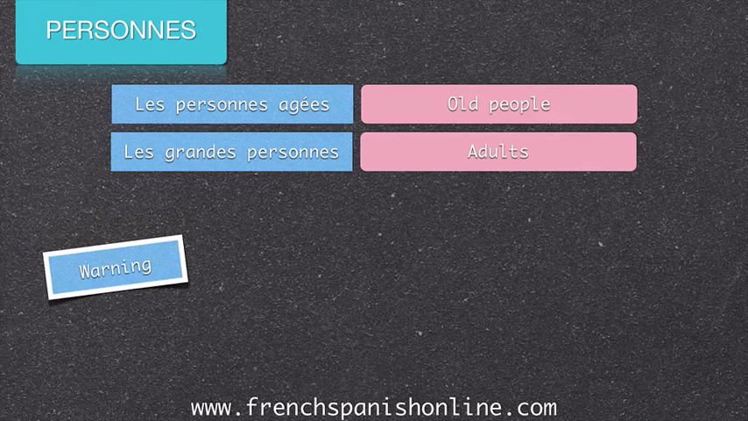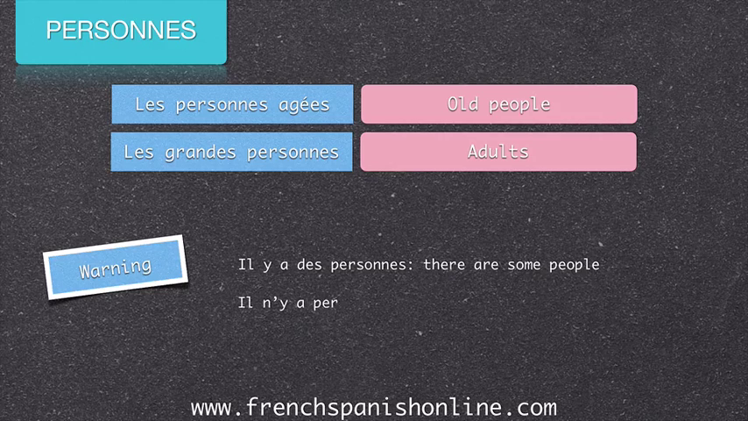There is a warning, but I'm sure you know it. Personne means someone, but you know that it also means nobody, no one. Il y a des personnes, there are some people. Il n'y a personne, there is nobody.